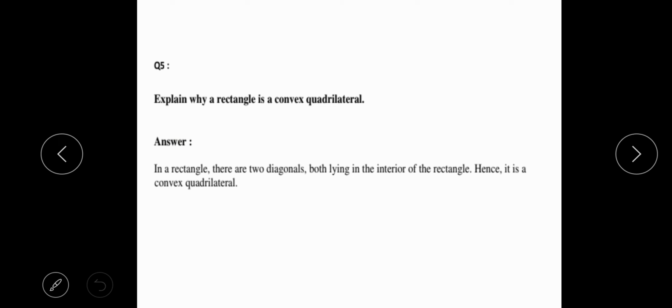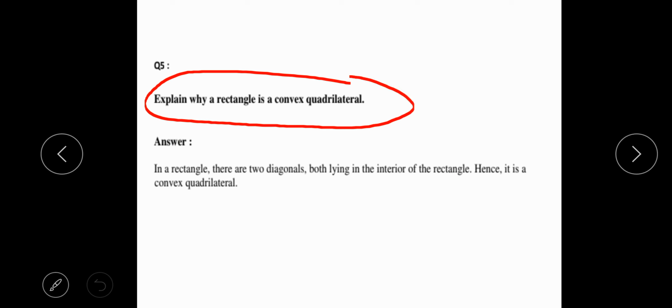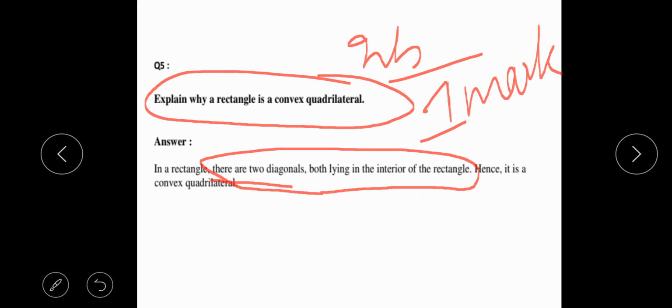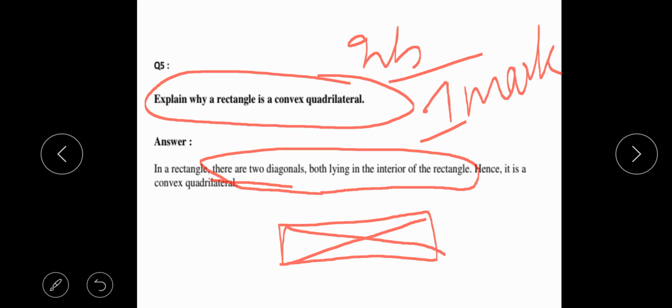Next one, explain why a rectangle is a convex quadrilateral. Yes, a very important question for 1 mark. Why is a rectangle a convex quadrilateral? Because in a rectangle there are two diagonals, both lying in the interior of the rectangle. Suppose this is a rectangle. Here two diagonals are there and both lie in the interior of the rectangle. Hence it is a convex quadrilateral.